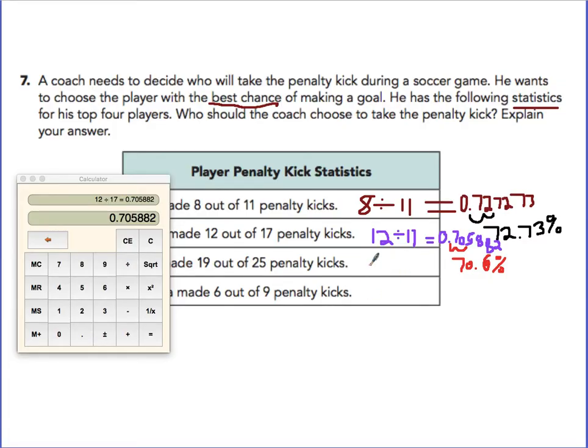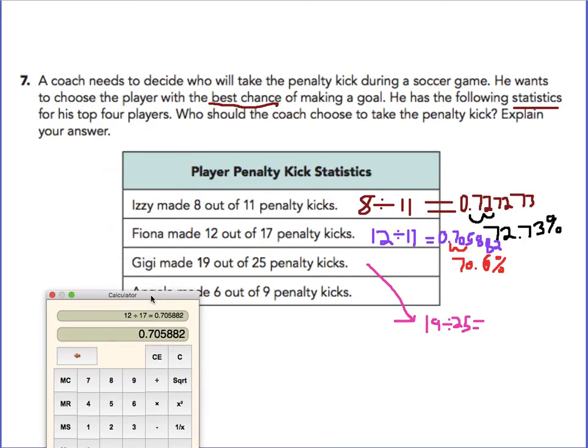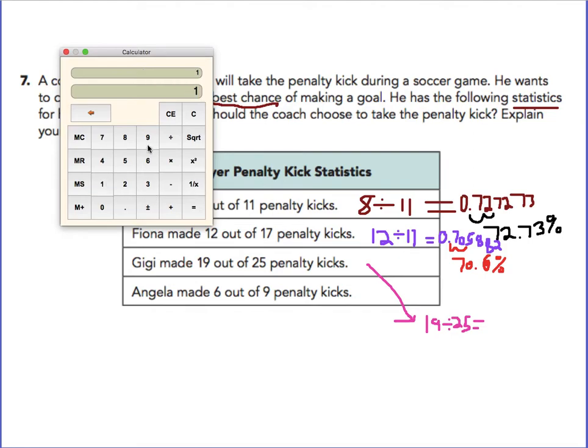All right, let's check out the next one. I'm going to draw an arrow here. 19 out of 25. So let's go ahead and divide those and find what this percent is. This is GG. So 19 divided by 25. 0.76. So if we move the decimal 2 spaces to the right, we get 76%. All right, that's already the best. We got one more to check, and then we'll see if this person will take over.